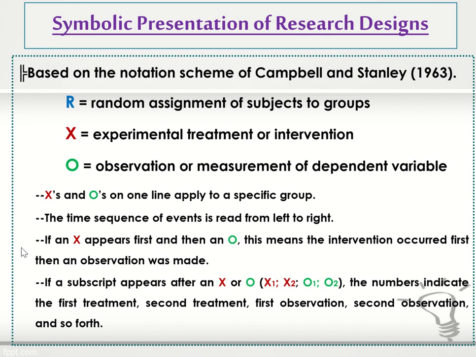And then if an X appears first and then O, this means that the intervention occurred first, then an observation was made. Tapos, if a subscript appears after an X or O, such as X sub 1, X sub 2, O sub 1, O sub 2, the numbers indicate the first treatment, second treatment, first observation, second observation, and so forth. So, yan yung ating symbolic presentation for research design.